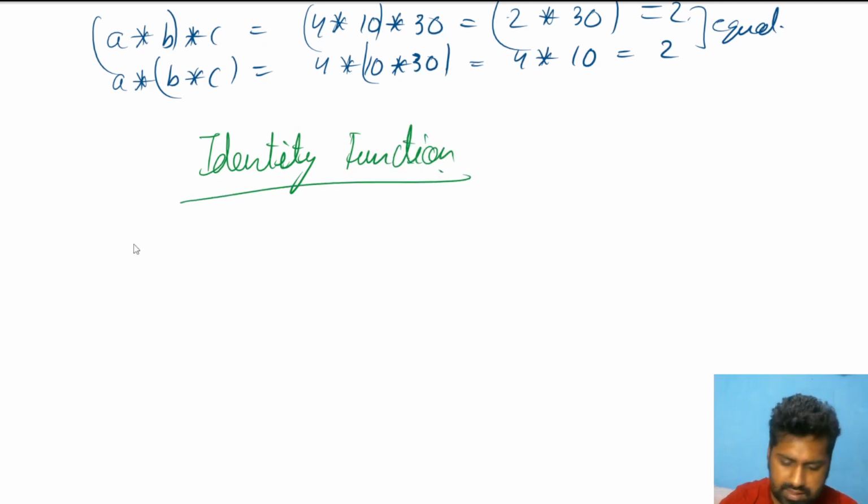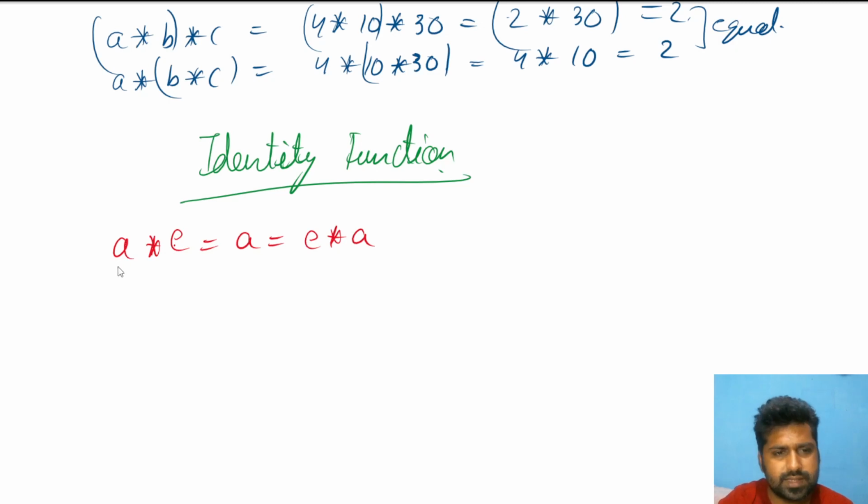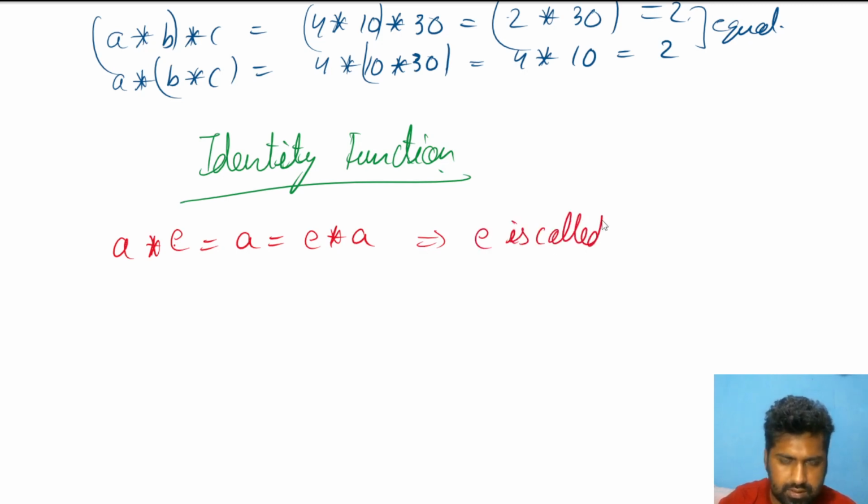So identity function goes like this. It should follow this definition: A star E should be A, and it should be same as E star A. So first of all, you can see A star E and E star A are equal. So basically he's saying that the function should be commutative and both results should give you A as the value. Means the element on which you perform binary operation with some element E, it should result in the same element. If this happens, okay, E is called identity element.